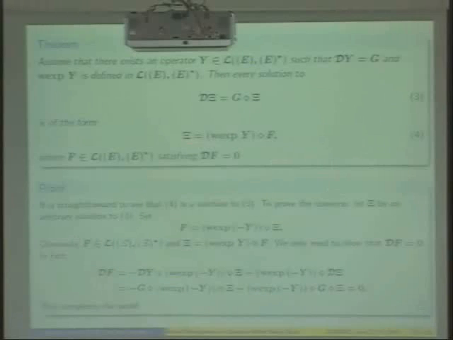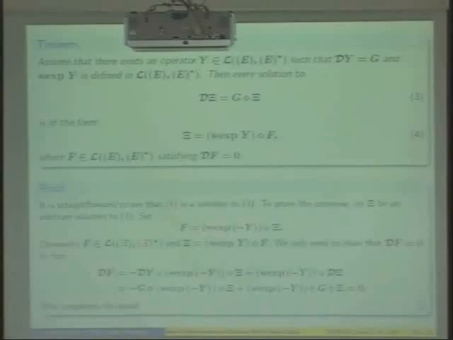Conversely, every solution C must be in this form. How to prove? It's also easy. Let C be an arbitrary solution to the number 3 equation. Then we consider this one.